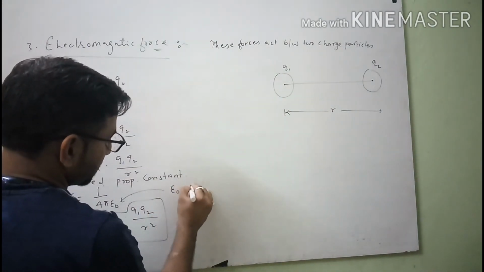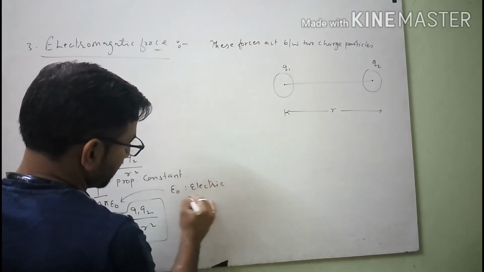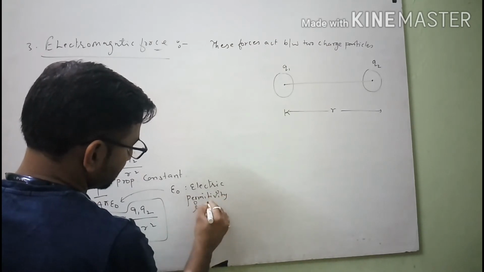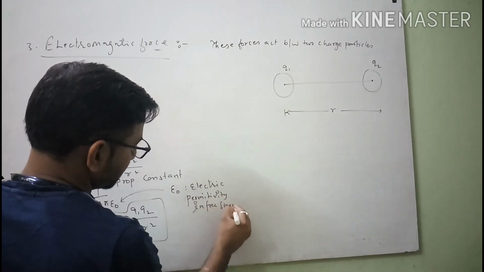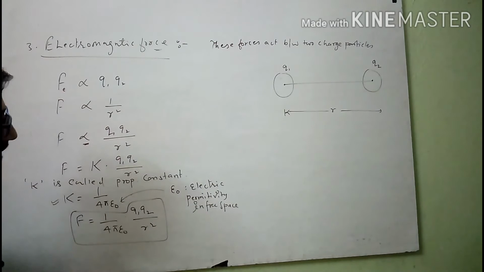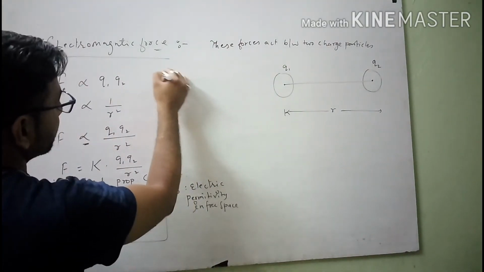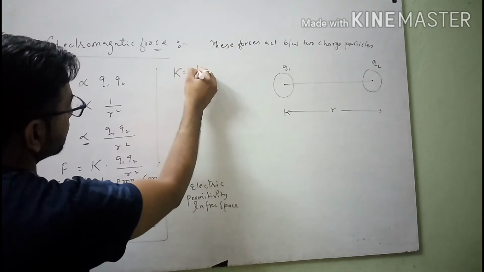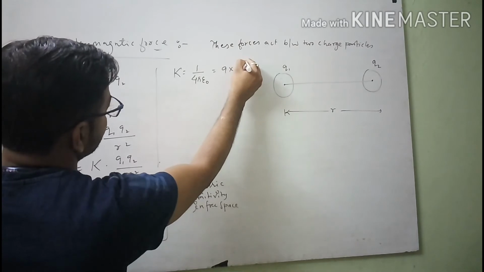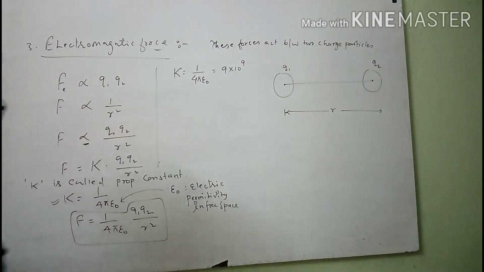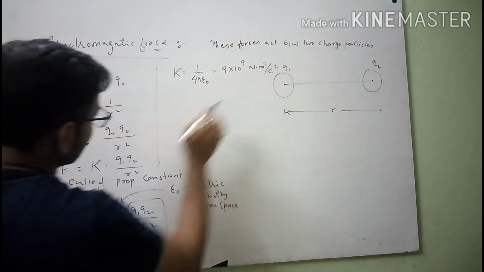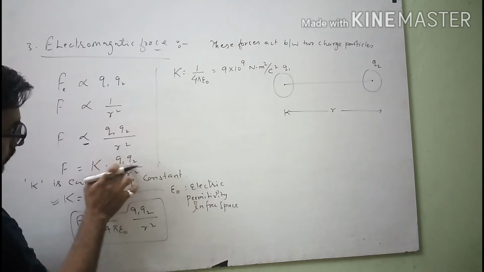Electric permittivity in free space. Clear student? And if you want more about the value of k and the value of epsilon naught, you can see here the value of k, which is equal to 1 over 4 pi epsilon naught, is equal to 9 into 10 raised to the power 9. If you want to write the unit, you can say Newton meter square per Coulomb square, because the SI unit of charge q1 q2 is Coulomb.